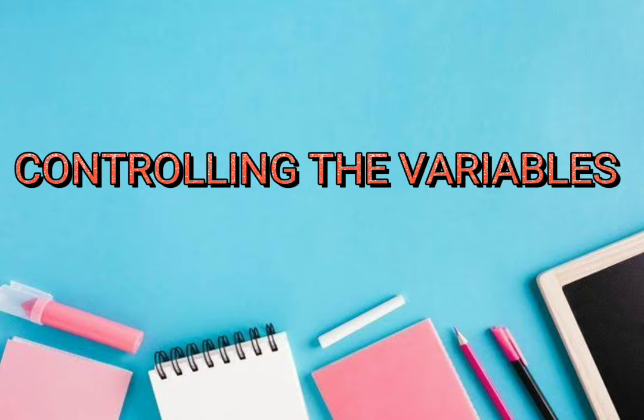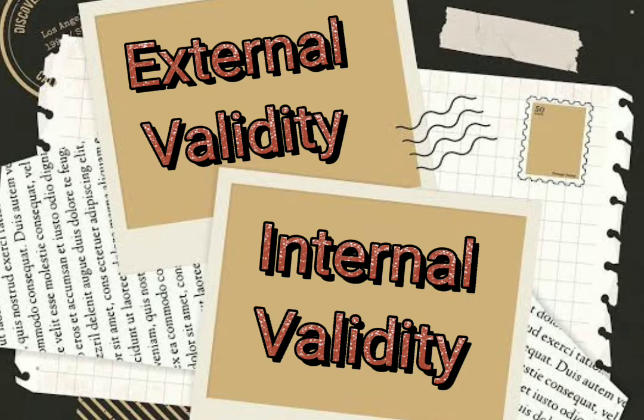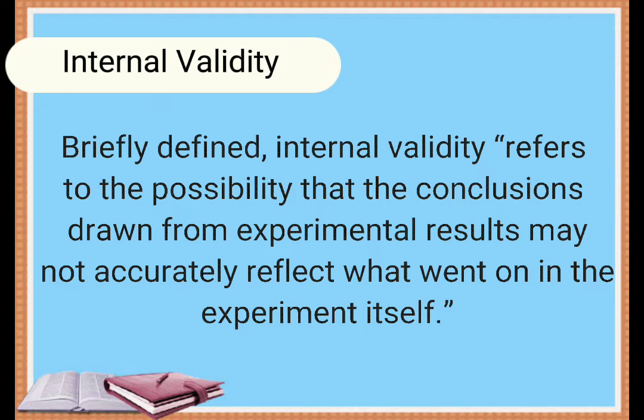Controlling the variables. If the subjects are not completely equivalent going into the experiment, the extraneous variables may be controlled statistically during the analysis stage. Now, let's proceed to external and internal validity. Briefly defined, internal validity refers to the possibility that the conclusions drawn from experimental results may not accurately reflect what went on in the experiment itself.